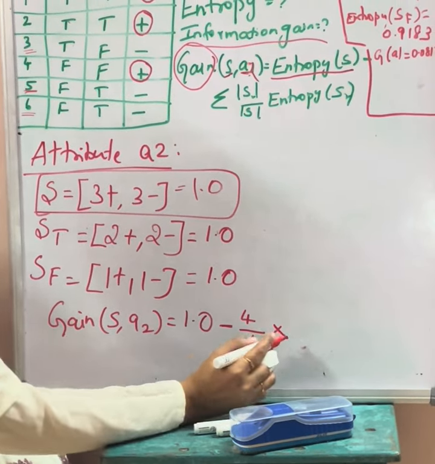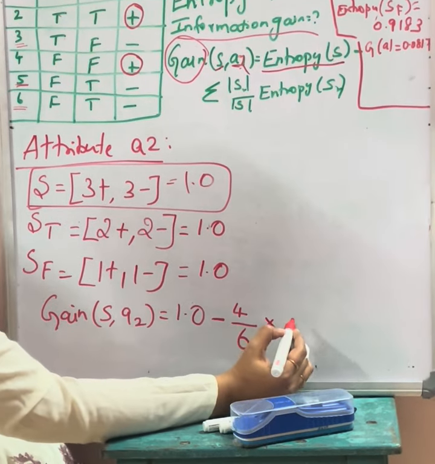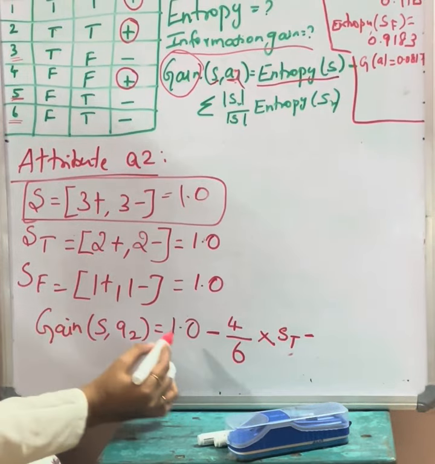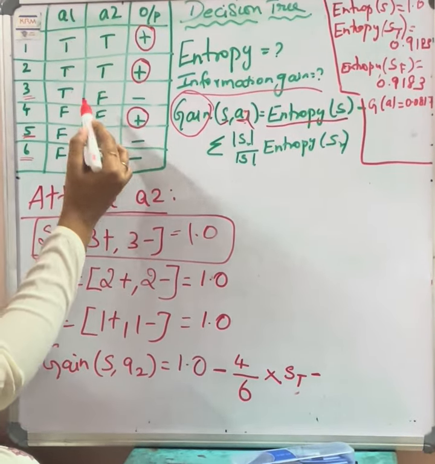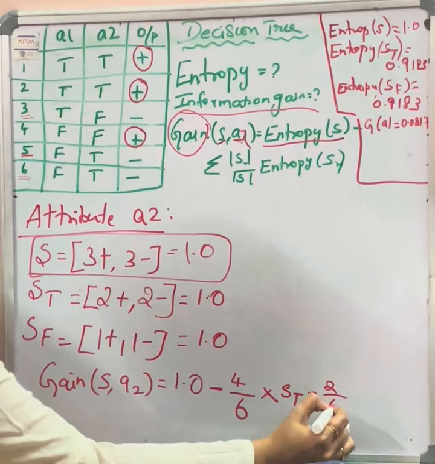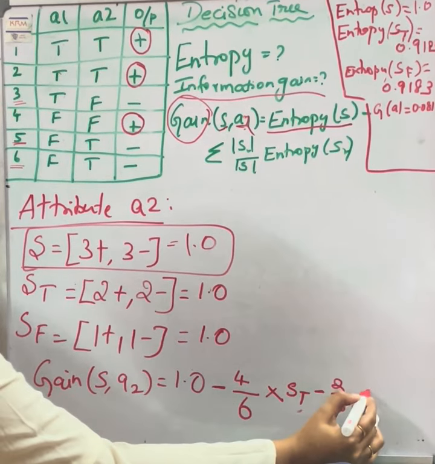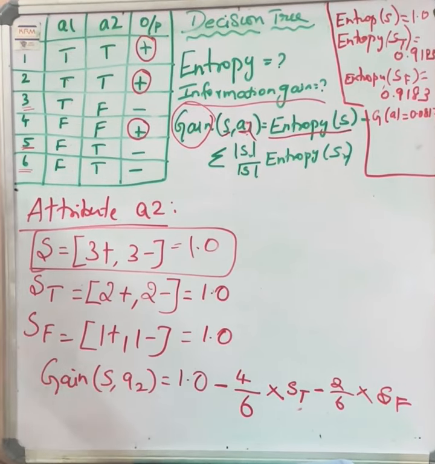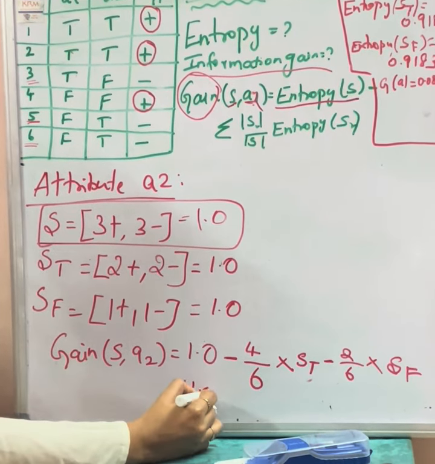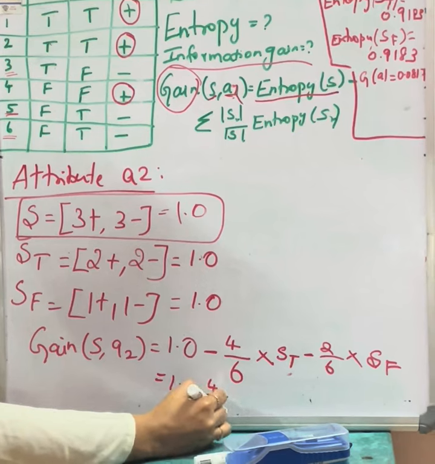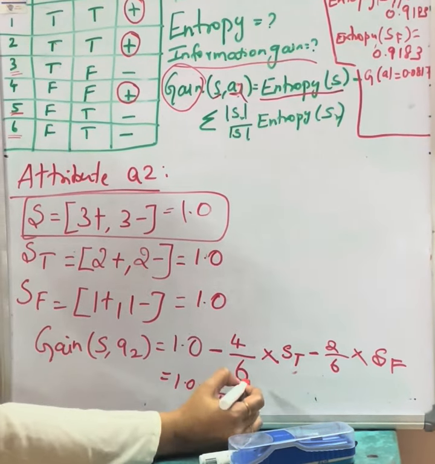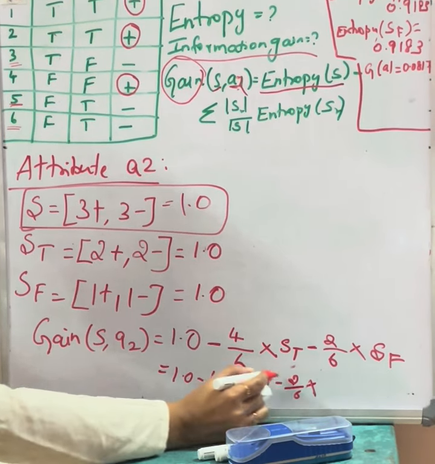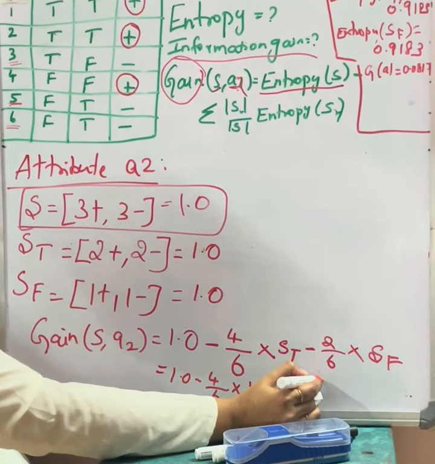So into, you have to multiply the value of ST. And here we have 2 false values out of 6 in A2. So 2 divided by 6 into, what is the value here? It is SF. That should be substituted over there. So 1.0 minus 4 divided by 6 into, what is the ST value? It is 1.0, minus 2 divided by 6 into, what is here? The SF value is also 1.0.